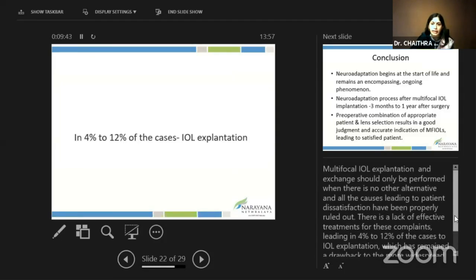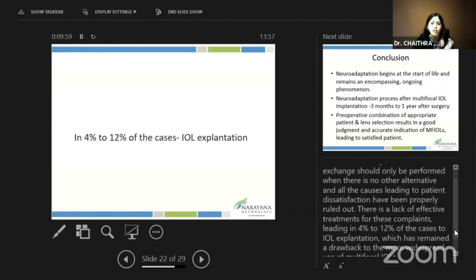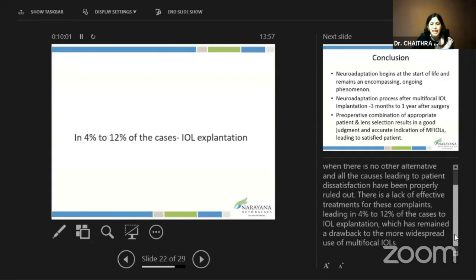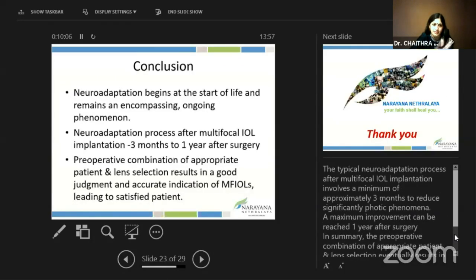So multifocal IOL explantation and exchange should only be performed when there is no other alternative and all the causes leading to patient dissatisfaction have been properly ruled out. There is a lack of effective treatment for these complaints, leading to 4 to 12% of the cases going in for IOL explantation. This has, however, remained a drawback to the more widespread use of multifocal lenses.